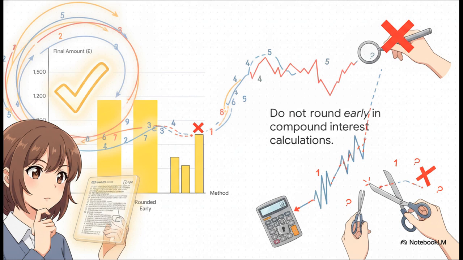When you're dealing with compound interest over multiple years, never ever round the numbers in the middle of your working out. If you chop off the decimals in year 1, that error compounds in year 2, and it grows even bigger by year 3. The final answer just ends up being totally incorrect. Keep those long, messy decimals in your calculator all the way through the problem, and only round right at the very end when you write down your final answer.